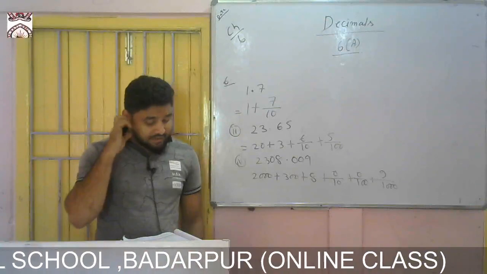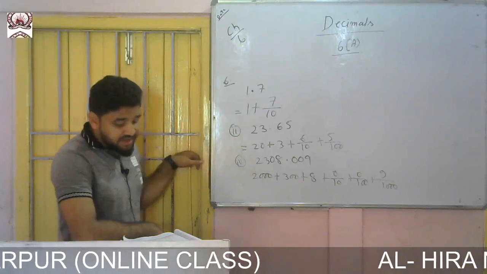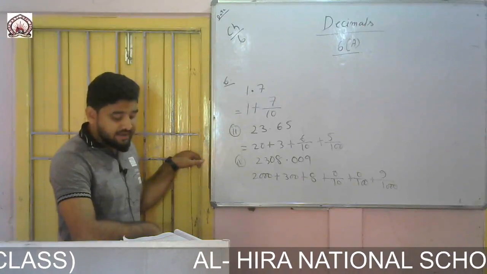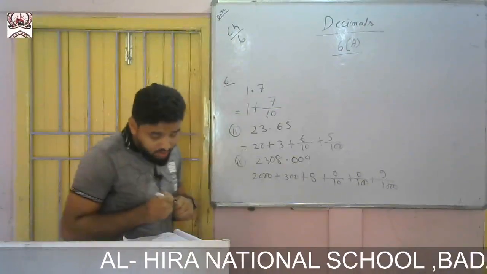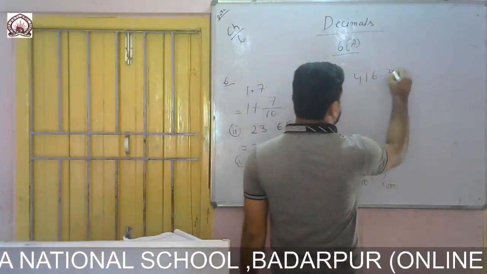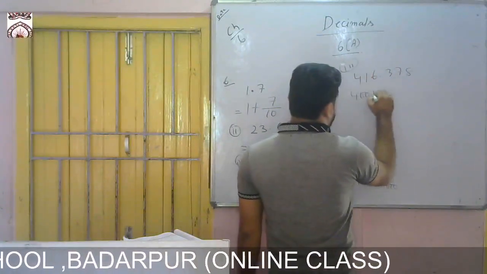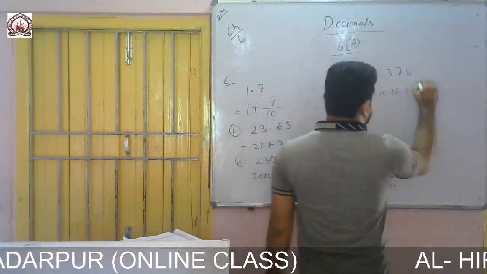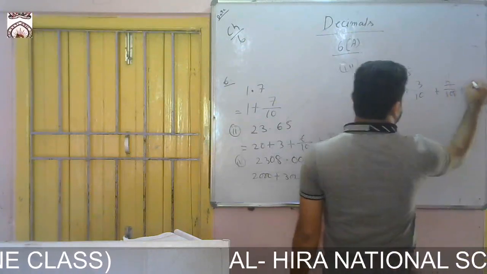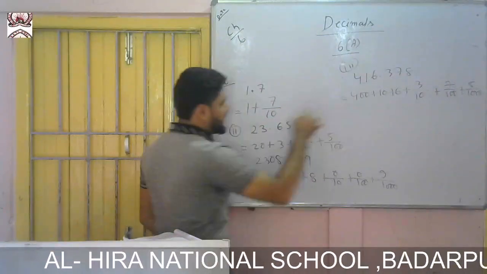Now if I write question number 3, that is Praman 3: 416.378. So it will be 400 plus 10 plus 6 plus 3 by 10 plus 7 by 100 plus 8 by thousands. Okay. So that is the answer.